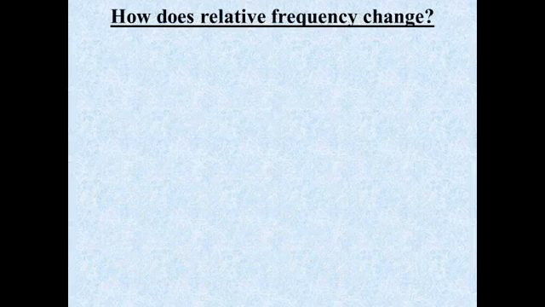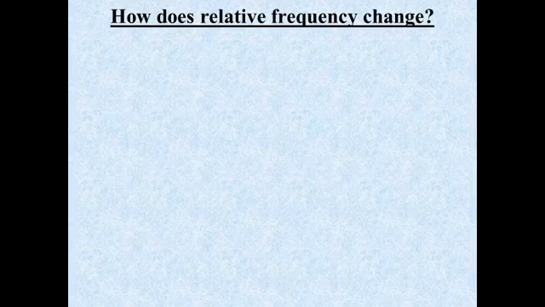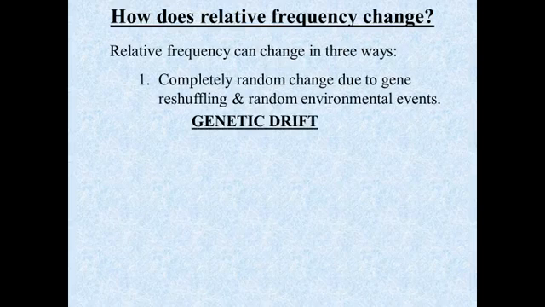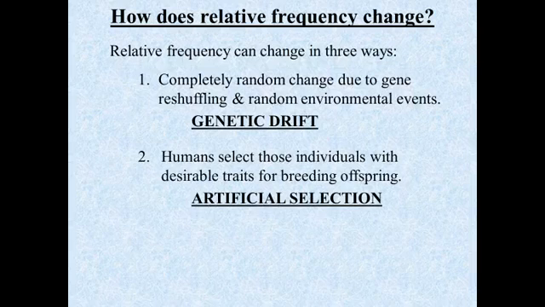Okay, so moving along, how does relative frequency change? Now that we know what relative frequency is, how does it change? Well, there's really 3 different ways. The first is something called genetic drift. Genetic drift, as we're going to see, is a completely random process. And then the next 2 are not random at all.